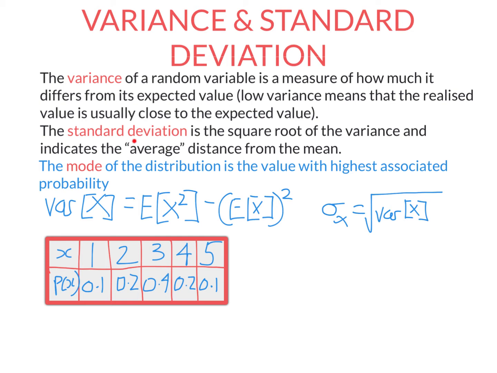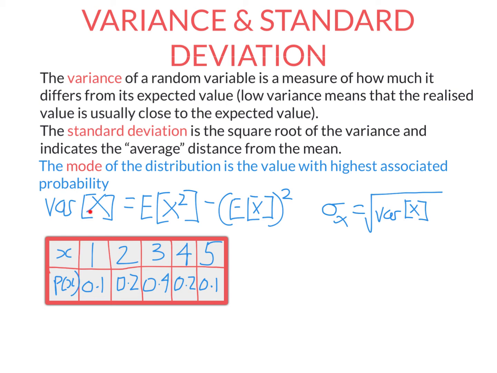The standard deviation is just the square root of the variance, and you can think of this as the average distance from the mean. We've come across standard deviations when we talk about test marks. If the mean is 60 and the standard deviation is 10, that's saying that on average, each student was within 10 of the mean. Once again, the higher the standard deviation, the more variability, the more spread out the scores were. We'll also quickly touch on mode, but mode's really easy. It's just the value that has the highest chance of occurring.